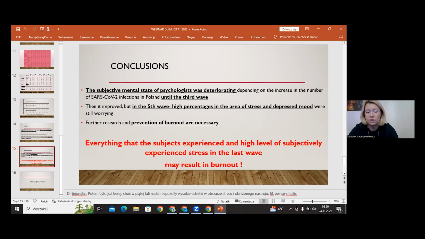And that's why we decided to look into prevention of burnout, because it's really necessary. And everything our group experienced and the high level of stress in the last wave may result, as everyone knows, in burnout. Especially in Poland, we still have such a situation that a lot of teenagers go to psychologists and psychiatrists because they have a new mental problem, and parents have mental problems too.